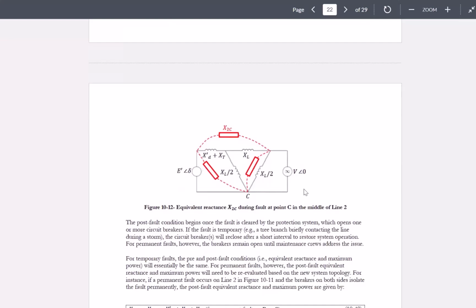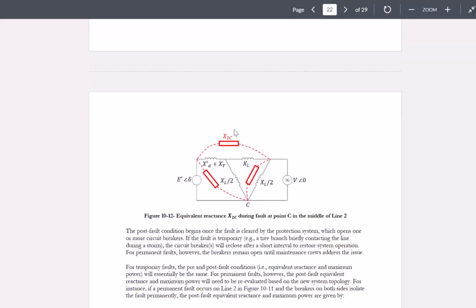So look at your infinite bus. You look at your internal source. Look at all of those components that exist in the system. And point C was the middle of your line 2, right? Now, that point C is being grounded because of the fault. Therefore, in transient stability studies, we always need to look for a direct impedance existing between the internal source and the infinite bus. So you can again convert that Y into a delta and find that X2C.